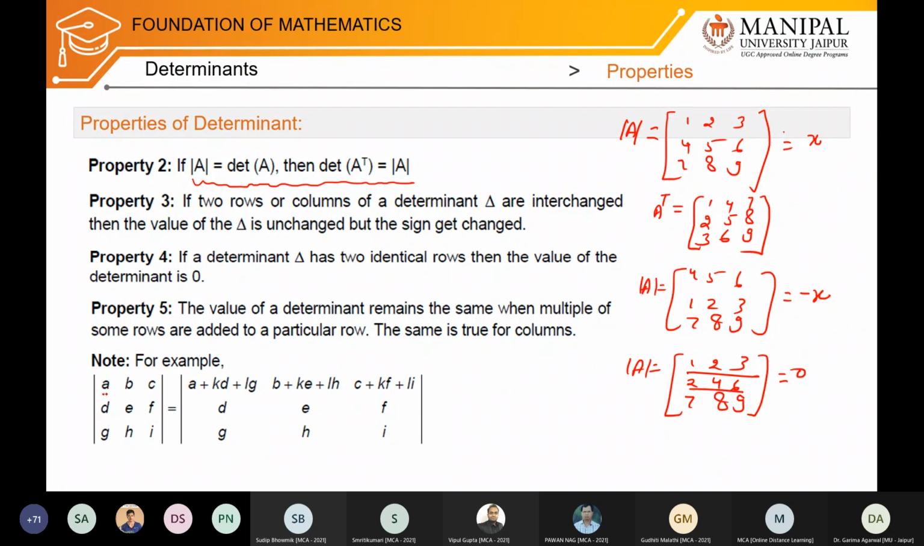If we add a multiple of any specific row to another row, then in that case the determinant will remain unchanged. What we are doing here, we are multiplying the second row with k and adding it to the first row, kd, and multiplying the third row with l and adding it, right? kd plus lg. Similarly, ke plus lh, right? kf plus li, like that. So the determinant is the same.